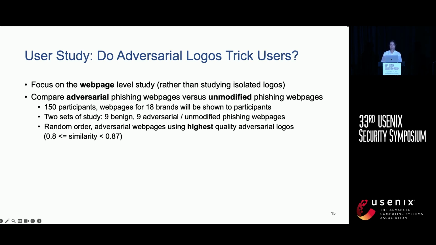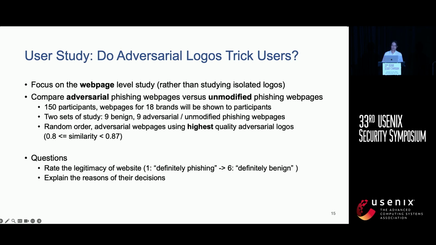We designed 2 sets of study. Within each study, 9 of them will be benign, and the remaining 9 will be adversarial or unmodified phishing web pages. All the web pages will be shown to users in random order, and we only select adversarial web pages with the highest quality logos. This is a strategy the attacker can take to make their attack stronger.